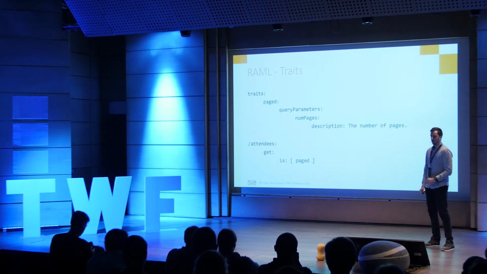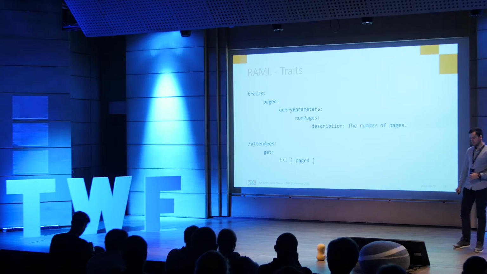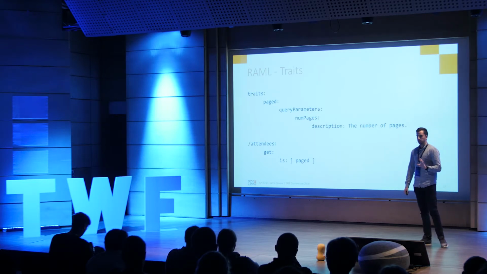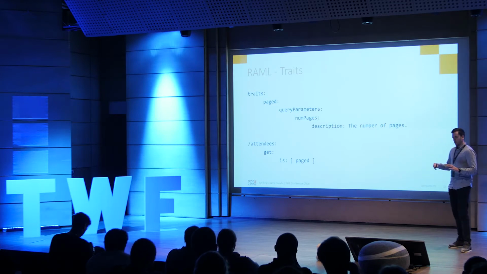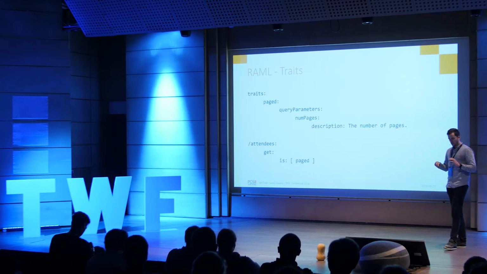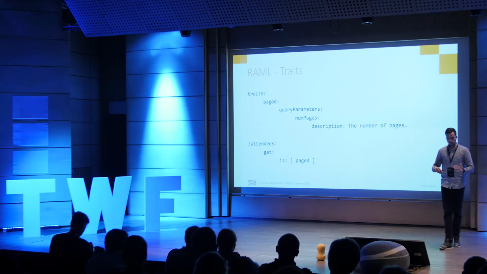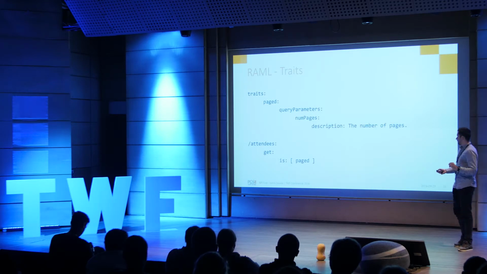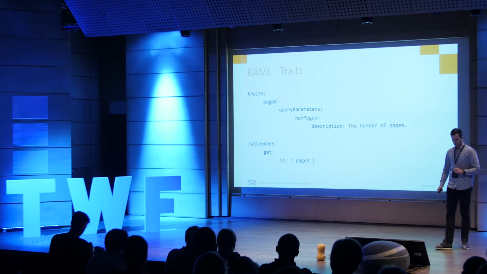And another good feature of RAML are traits. I think this is the best one for me. With traits, you can extract some reusable patterns in your API. And here in this example, I specified query parameters for requests for resources that can be paginated. So in my example, the list of attendees can be paginated. So I defined that this resource is paginated with the is keyword.